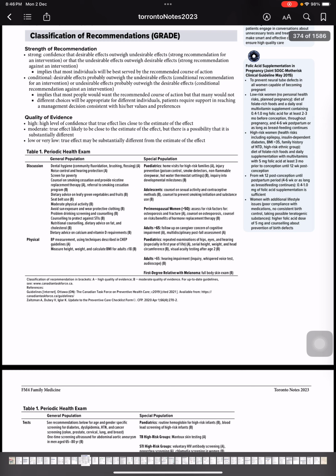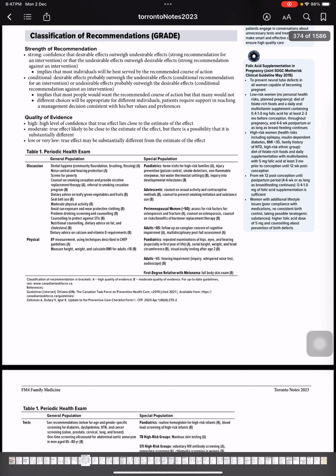So let's say everything is good in a 35-year-old male who's coming to the clinic for a periodic health visit and he just smokes. So what are the three things that you're going to recommend? Number one, counsel on smoking cessation. Number two, a referral for a smoking cessation program, and offering nicotine replacement therapies. Okay, so remember these things by heart.